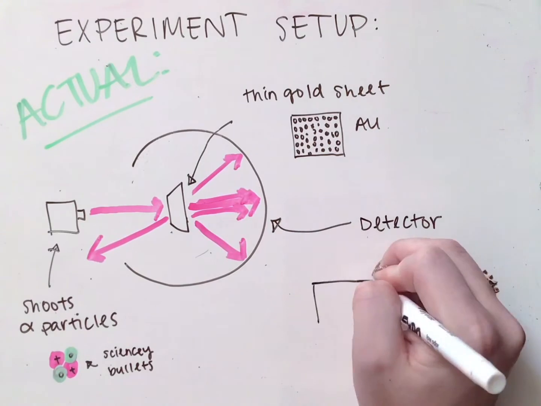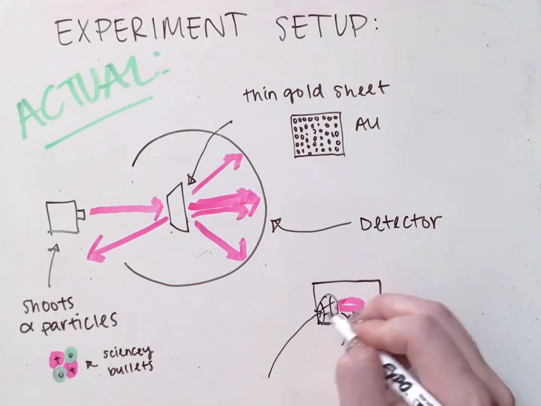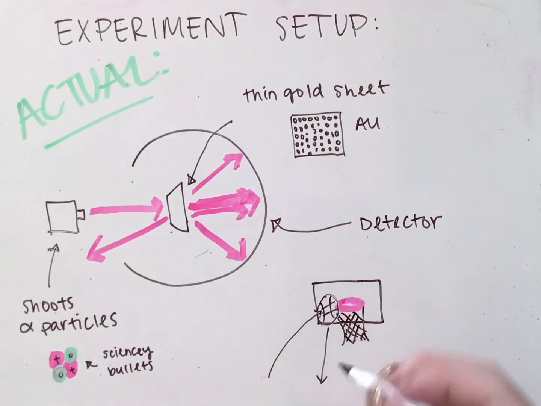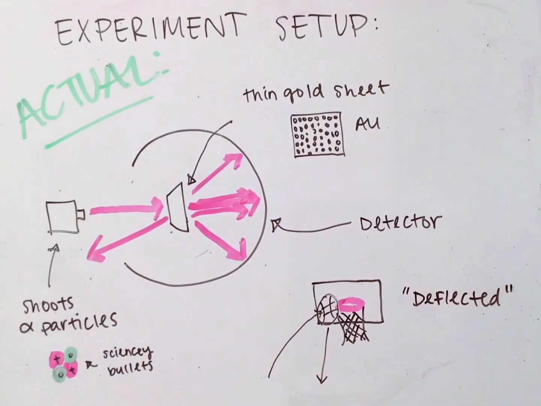Think about it like shooting a basketball. If it doesn't go straight into the hoop, it'll hit the backboard and bounce right off. In the gold foil experiment, the basketballs are the alpha particles. But what's the backboard? What is causing the alpha particles to be deflected like this?